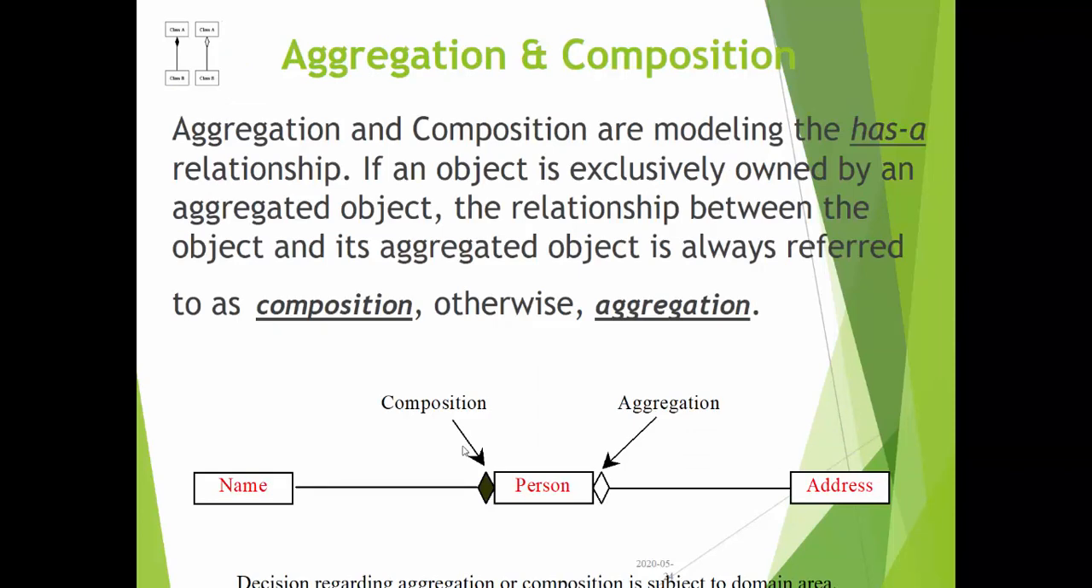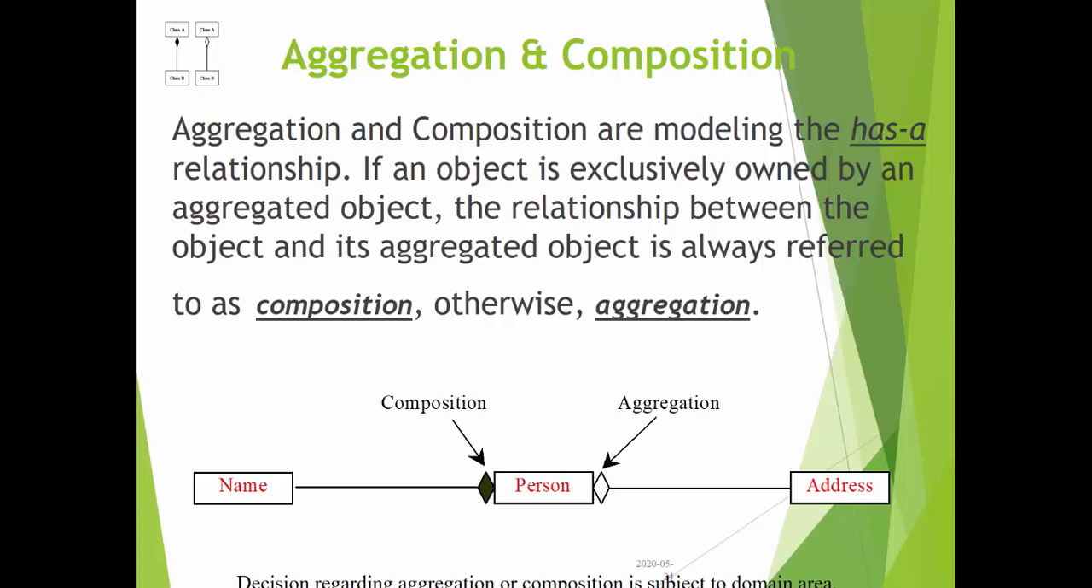As a summary, aggregation and composition are modeling has-a relationships. If an object is exclusively owned by an aggregated object, the relationship between the object and its aggregated object is referred to as composition, otherwise aggregation. For example, in this simple diagram between 3 classes, name, person, and address, you see that name has a black diamond close to the person, and address has a white diamond close to the person. So we assume that person and address are connected using aggregation, and name and person using composition.